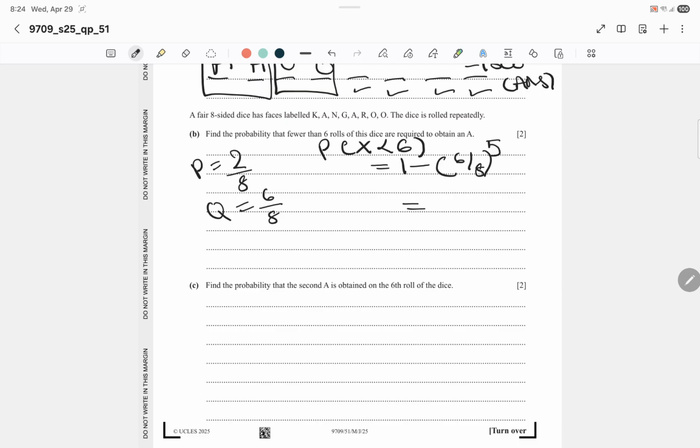Q to the power r, which we get, fewer than 6, right? Fewer than 6. Okay, the answer we get here is 1 minus 6 by 8 to the power 5, which we get as 781 by 1024. If you get the answer in a fraction already, it's better to just keep it in a fraction instead of doing decimal, then you have to write in 3SF.